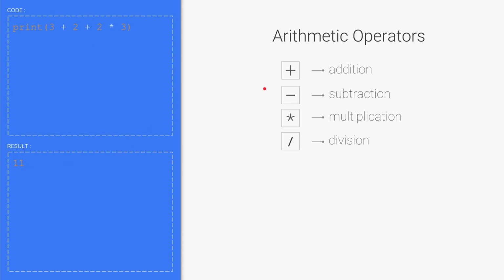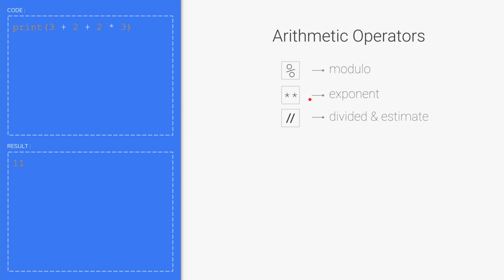Now in Python, Python follows BEDMAS with the order of operations. So brackets, exponents, division, multiplication, addition, and subtraction. Whenever we have a case like this, in this case we're printing the value of 3 plus 2 plus 2 times 3. It will do 2 times 3 first, then it will add on 2 and then 3. So it's using the order of operations, which is BEDMAS. It's going to do multiplication first. So 2 times 3 is 6. 6 plus 2 is 8. And then 8 plus 3 is 11.